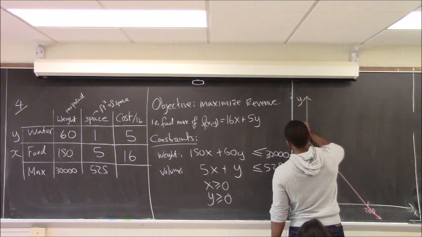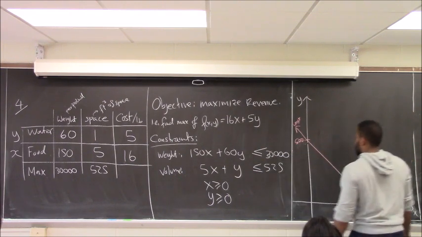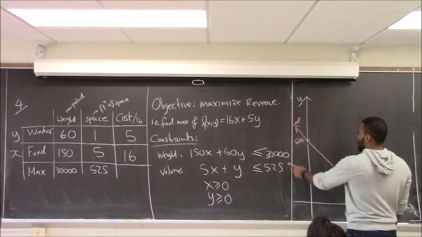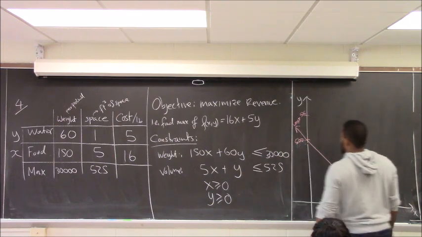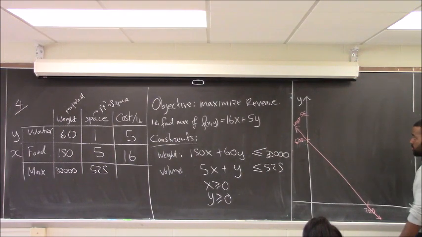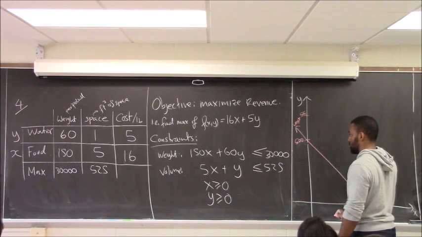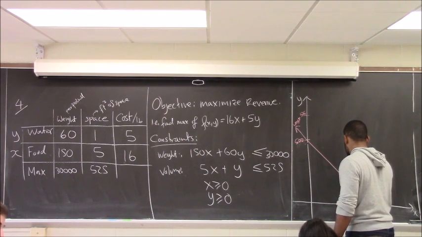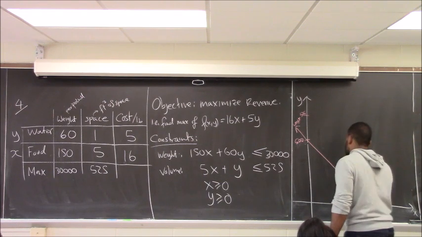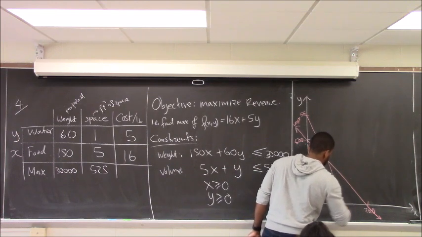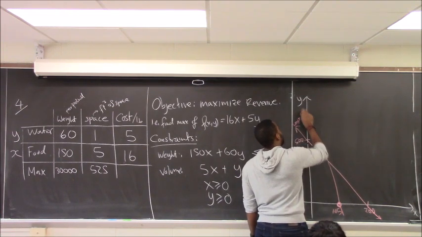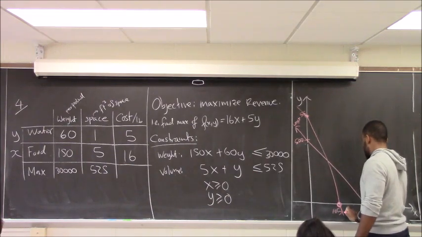So that's describing the weight here. We're going to do the same thing over here. So for this one, the weight is 525. That's easy to see here. That's just one y. And the x is going to be 525 divided by 5, which is 105. So that's going to be halfway here. That's 105. And that's talking about the volume that we have.